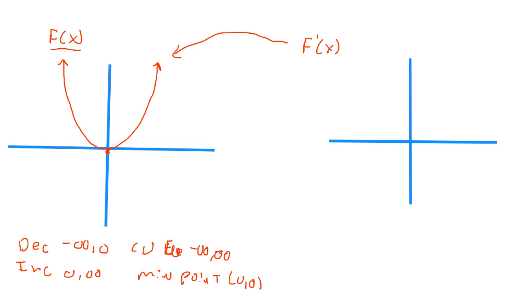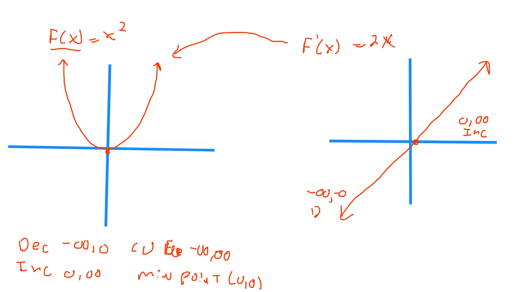This is the derivative graph of f of x equals x squared, because remember the derivative would just be 2x. I guess it would be going up a little bit faster. But now if we take what we know, any place that's above the x-axis, it's increasing. So from 0 to infinity, it's increasing. From negative infinity to 0, it's decreasing because it's below the x-axis.